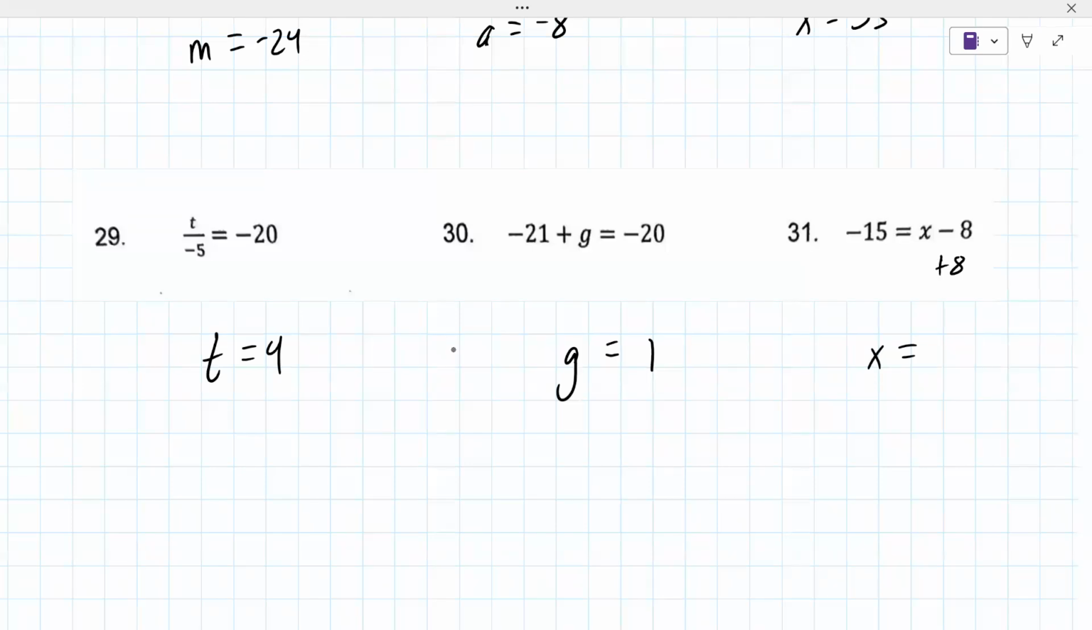You're adding 8 to both sides, negative 15 plus 8. X equals negative 7. There you go. Okay. What do you think was most challenging about that for you? Nothing really.